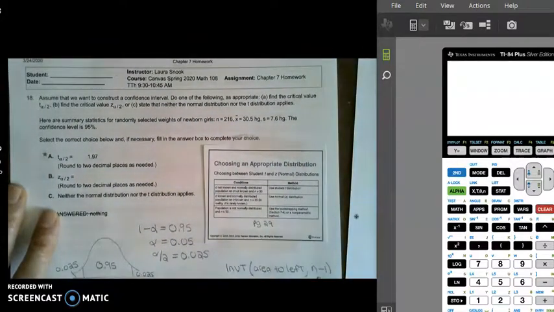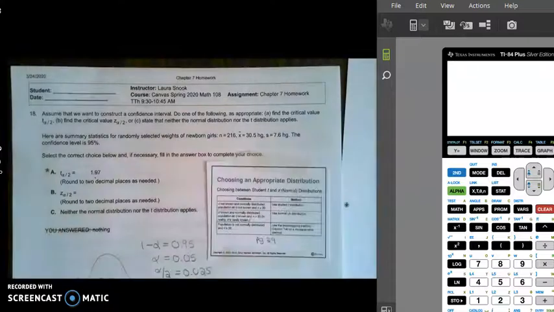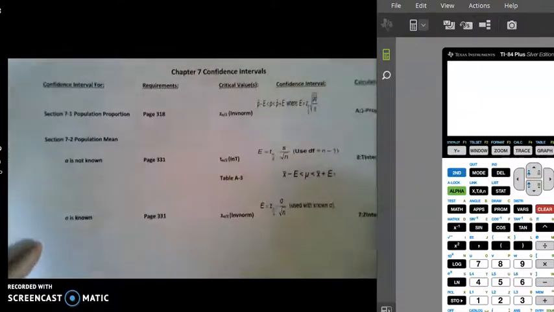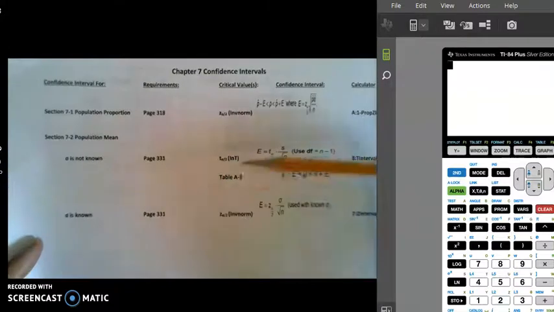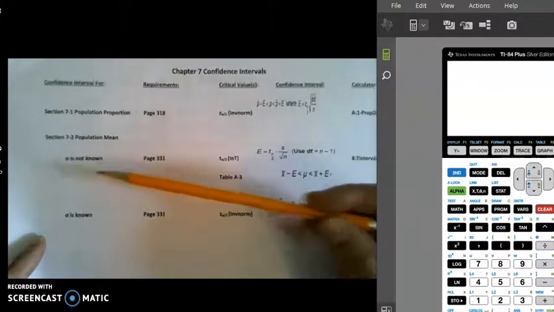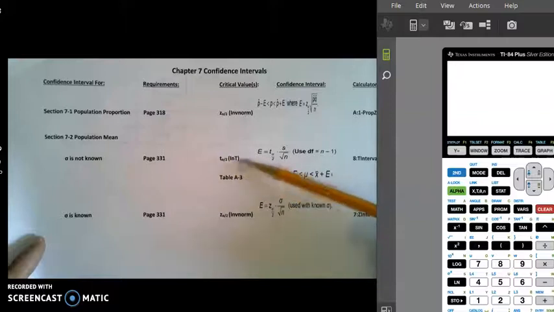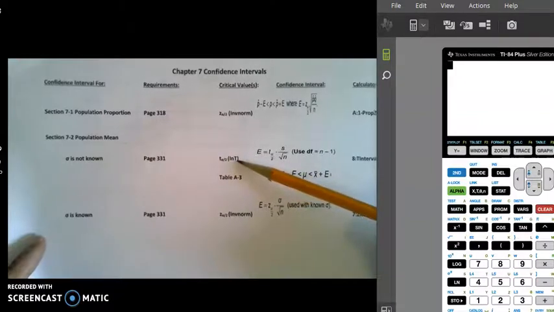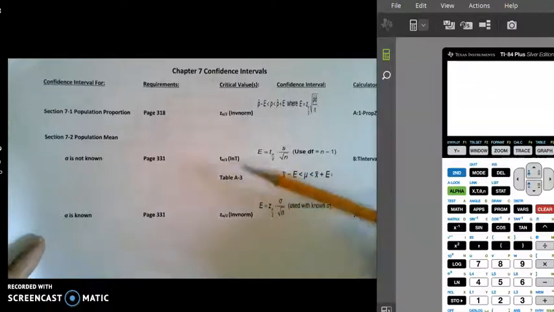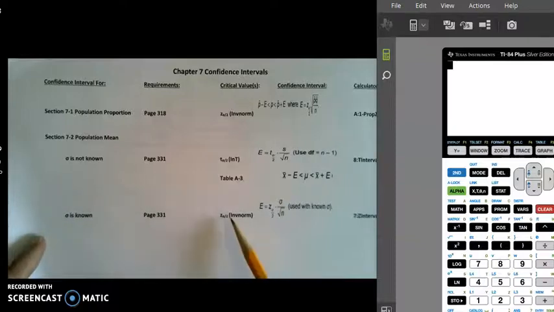The main difference between the two is T is what you use if you do not know sigma, the population standard deviation, which is most of the time, in all honesty. If you do know sigma, then you're going to use a Z value. Now I gave you guys a copy of this, and it talks about the two. If sigma's not known, you're going to use a T value. You can either get that with inverse T if you have it on your calculator, or if you have the table if it's not on your calculator. And I'll do an example of that. If sigma is known, then you use a Z value.